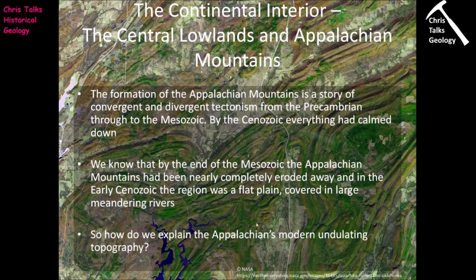And we know that cutting across this big flat plain, we had large meandering rivers. So obviously we then have a bit of a problem. If we look at the picture of the Appalachians behind the text here, you can quite clearly see that it's an area which is very, very rich in topography. But that obviously doesn't work with what I've just told you. So the question is, where does this modern undulating topography come from?